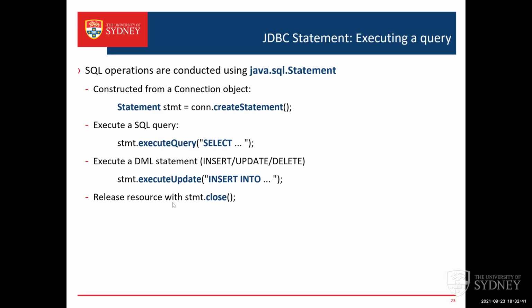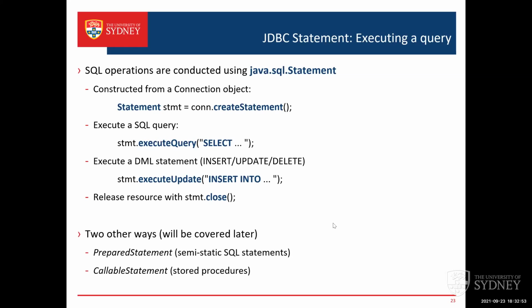Finally, the Statement, that one we need to close as well. It captures all of the resources that need to be released. So once you are done with the Statement object, make sure that you are closing that one as well. Here I have shown you only one way, which is Statement. There are two other ways, and the classes are known as PreparedStatement and CallableStatement. We'll talk about these two in the second part of this lecture. But for the time being, we'll simply use Statement. Later, we'll see why we need PreparedStatement and CallableStatement.